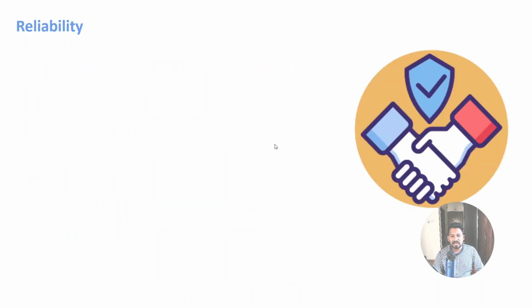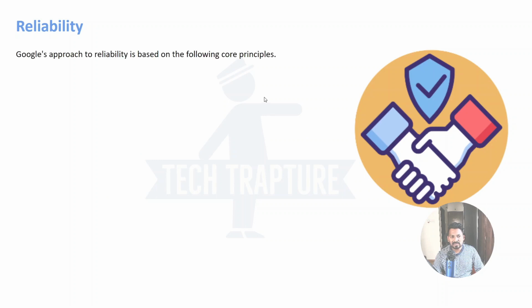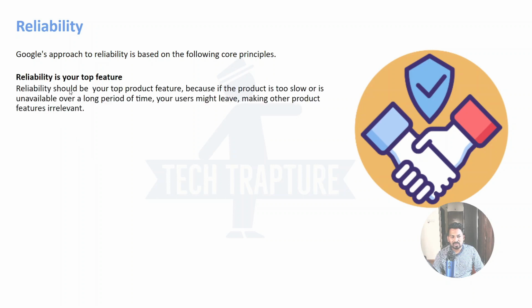Now we'll see another set of guidelines, on reliability. What are the principles while creating a reliable infrastructure? Google's approach to reliability is based on the following core principles. First, reliability is your top feature. Google says reliability should be your top product feature.